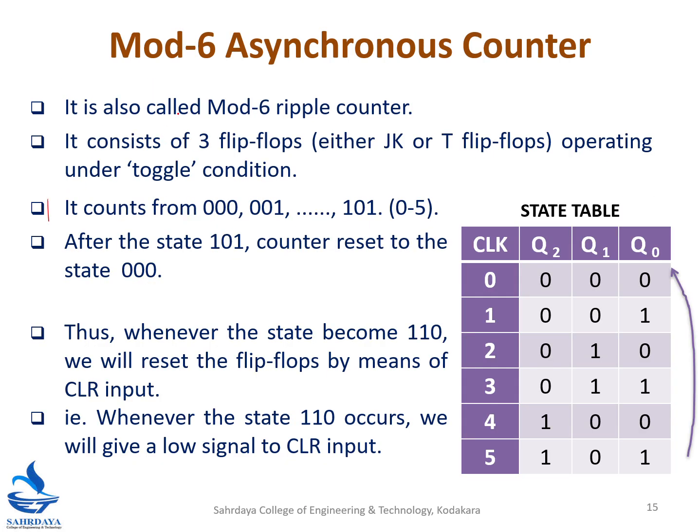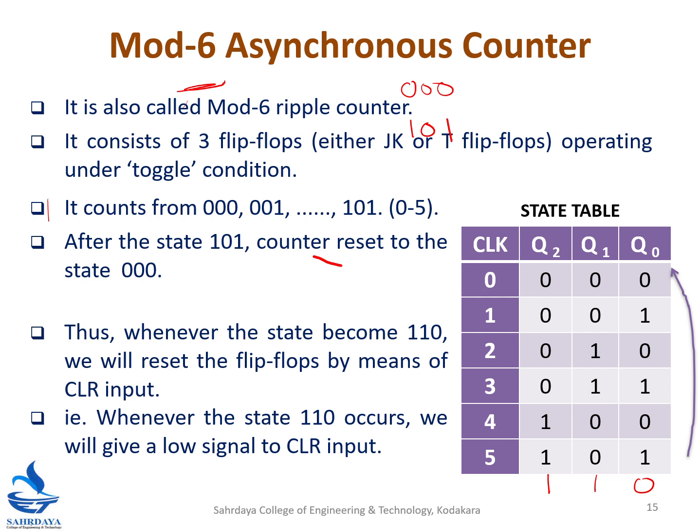Similarly, if you are talking about a mod 6 counter, it needs to count up to 5. 0000 to 5 means 1, 0, 1. It will not count 6. It will count 0 to 5. So these are the different states. After 5, actually it will count 1, 1, 0. But whenever 1, 1, 0 comes, at the same instant, all the flip-flops need to be cleared.